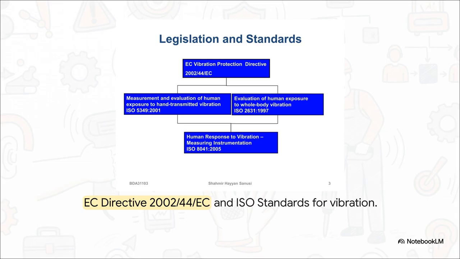For hand-transmitted vibration, we rely heavily on ISO 5349. But for whole-body vibration, say you're sitting in a massive bulldozer all day, we switch over to ISO 2631. And anchoring this entire system at the foundation is ISO 8041. That one is absolutely crucial because it strictly governs the measuring instrumentation itself. You can't just grab any random tool to measure this stuff. Your hardware literally must meet this standard to be legally and scientifically valid.